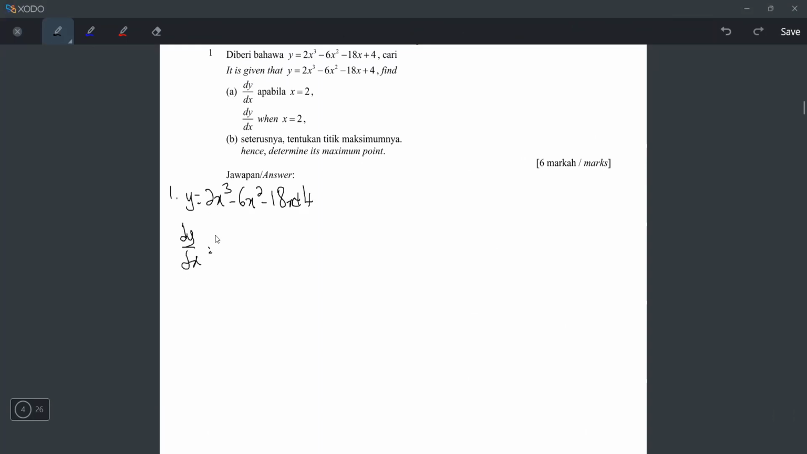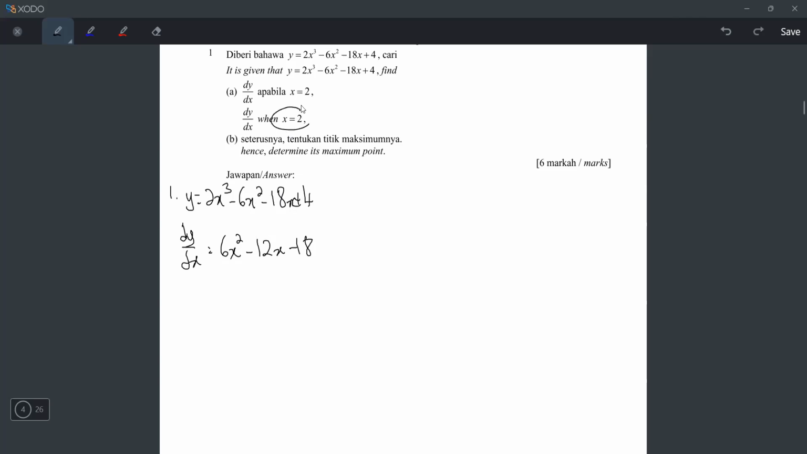3 times 2, how to differentiate? Power times number and then power minus 1. So power times number, 3 times 2 is 6. Power minus 1, 2. Same thing, power times number, 2 times 6, 12. And then power minus 1, so x power 1. Differentiate negative 18x is just negative 18. Differentiate 4 is 0. So that is the answer.